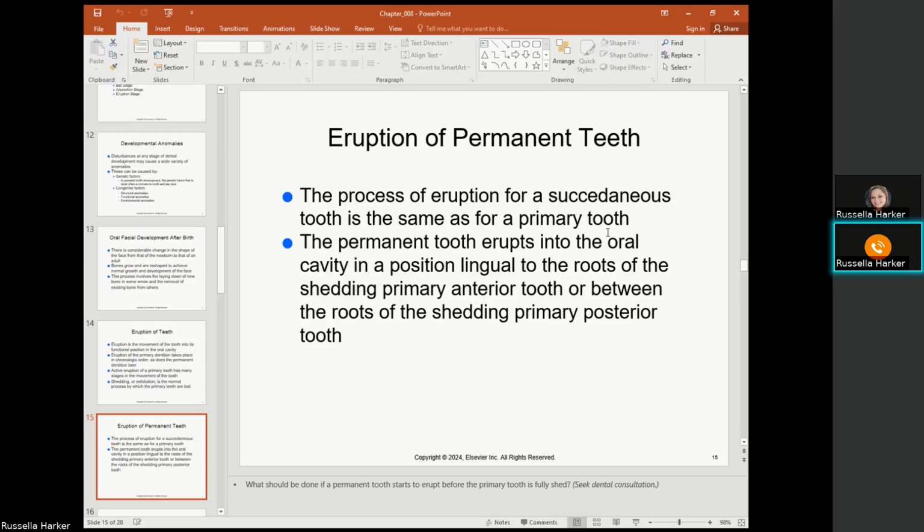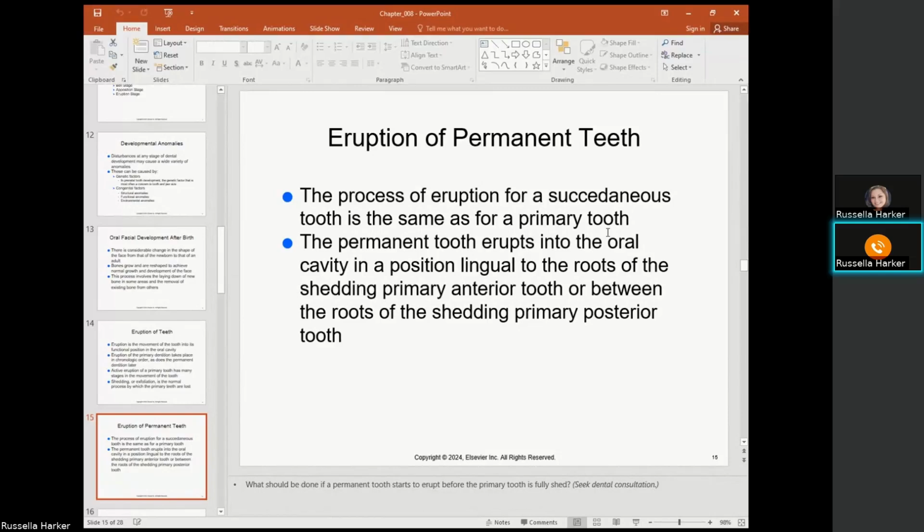Sometimes it does not resorb the root though, and the baby tooth stays in position and the adult tooth erupts fully into the mouth. In those cases, the baby tooth or the primary tooth has to be extracted. And then once it's extracted, the permanent tooth will move into position. Those are for anterior teeth.